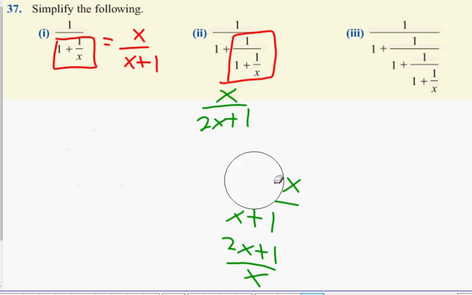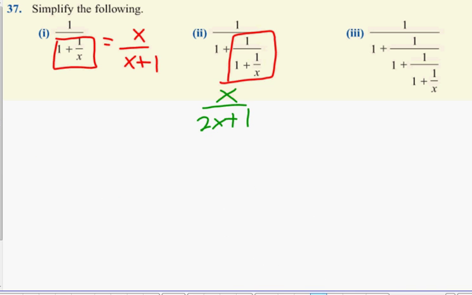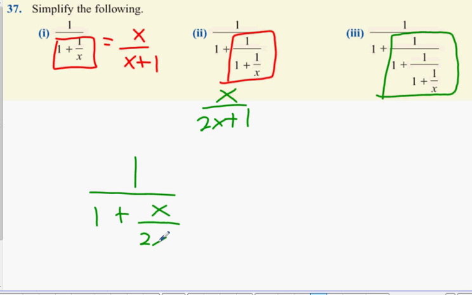Go one more time. What are we going to do this time? What's the answer to all that? Bottom was x over x plus 1. So it's going to be 1 divided by 1 plus x over 2x plus 1. Once again, ignore the top. What am I going to work with? The three lines. x and 2x plus 1.